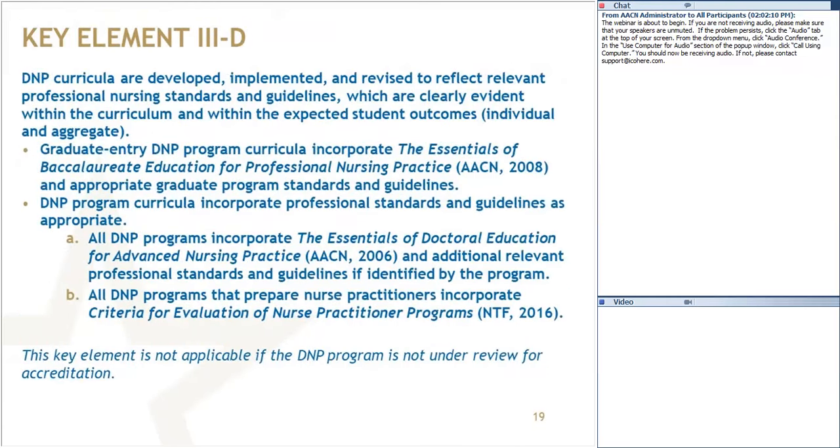When you move to the next slide, 19, which is key element 3D, again, you see this separated out for the DNP curriculum. All of that is what was embedded in the previous ginormous 3B. Again, the essentials of the baccalaureate education program are required if you have a DNP entry program. If you don't have a DNP program or you're not submitting for that, this can be checked off as not applicable. But this is all exactly the same as we carried over from the previous standards.